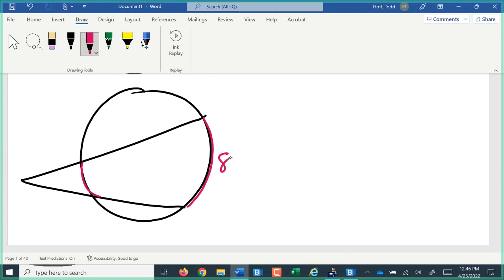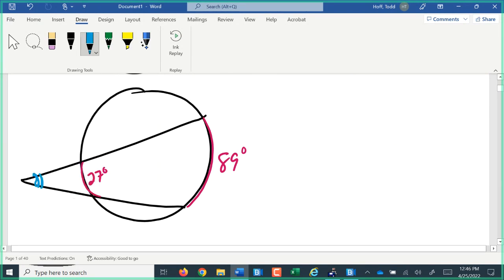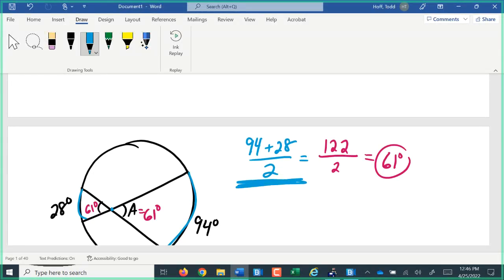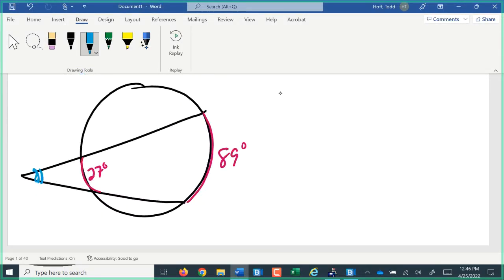So this arc over here is 89 degrees, and this arc in here is 27 degrees. What's this angle? The average of those two, but divided. So up here, we added them together and divided by 2. Down here, we'll subtract and divide by 2. 89 minus 27 divided by 2. What's 89 minus 27? 62 divided by 2 gives us 31. 31 degrees.